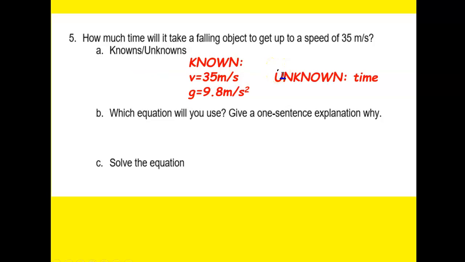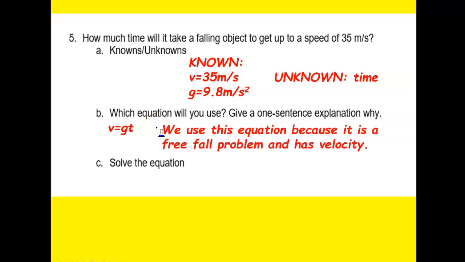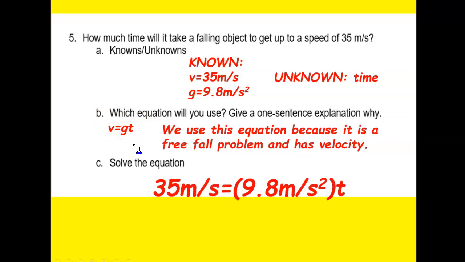So again, as I said before, we only have two different formulas, which is on the front, to decide which free fall formula I'm going to use that require g. Because I have velocity, the only formula I can use is v equals gt. So my sentence as my explanation why is that because it's a free fall problem because it said falling and it's given me velocity, I'm going to use this formula. Then I'm going to plug it in and then I'm going to solve.